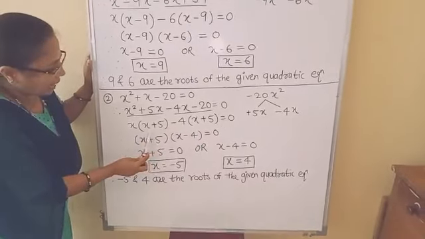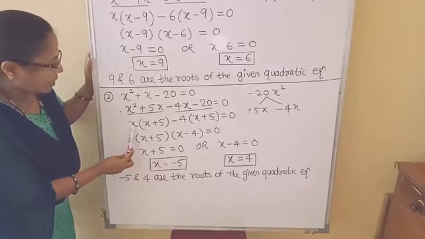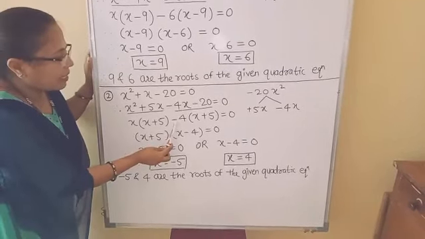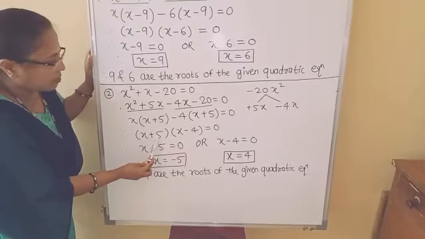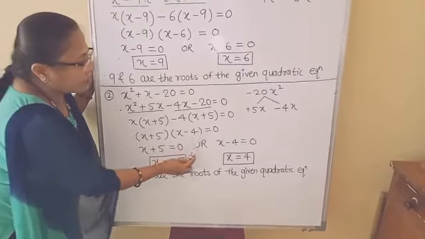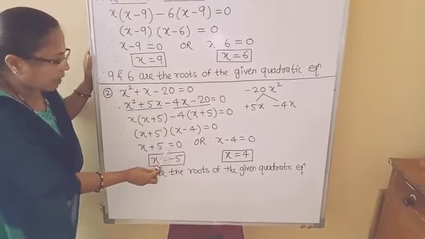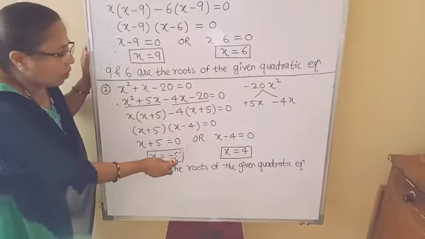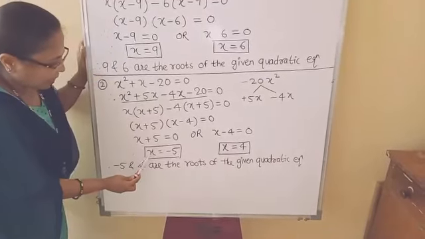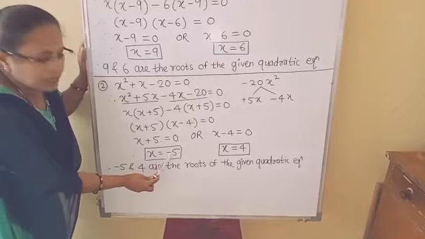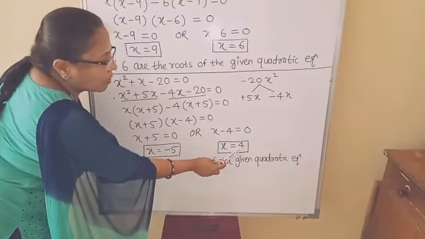Now, here we got x plus 5 as a common factor and the other factor is x minus 4. So these are the linear factors. x plus 5 into x minus 4 equal to 0. So either x plus 5 equal to 0 or x minus 4 equal to 0. Therefore, x is equal to minus 5 or x is equal to 4.